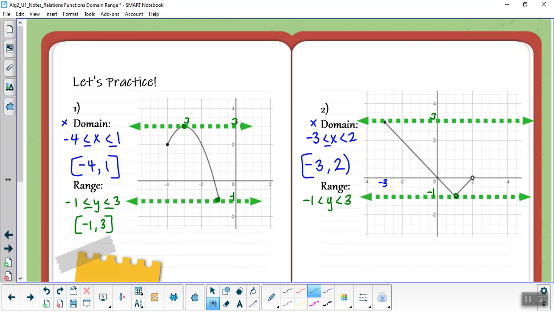Now at -1, the graph does touch that point. So it is an equal to. At 3, the graph also touches that point, and it's closed. So another equal to. Then if I wanted to write interval, I would be -1, comma, 3. Both would get brackets. Again, you don't have to write both versions. You can pick which one you like.